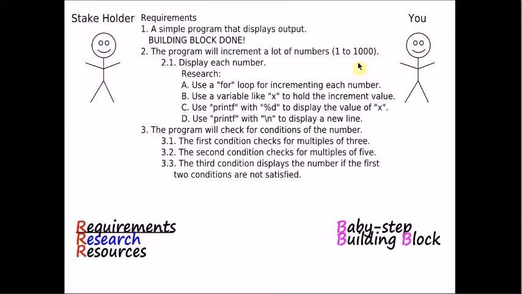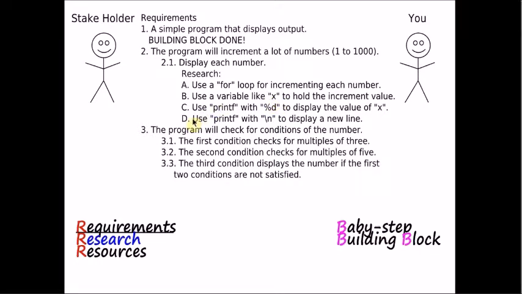When I did my research, which I didn't actually do because I actually know all the stuff, but if I was someone who had to do research on this, I would have found a for loop as being the best thing to use to increment a whole bunch of numbers. I would also find that I would need a variable to hold the incremental value, so I'm just going to call it x. By the way, don't ever call it x unless it's an actual coordinate, but whatever.